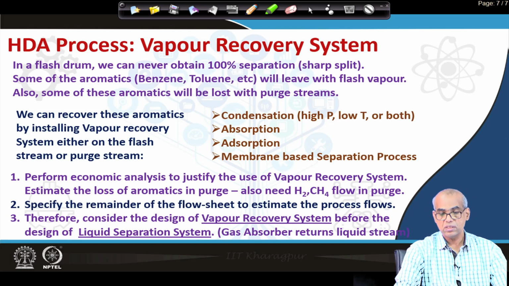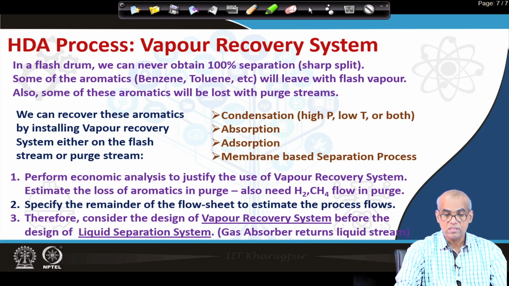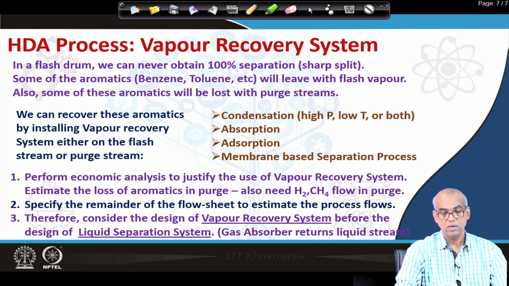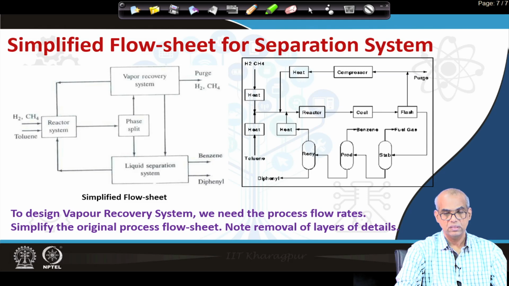For example, consider we have chosen absorption as the vapor recovery system. Now, the absorption column will give out a liquid stream which has to go to the liquid separation system. So, we must design the vapor recovery system first before we do the design of the liquid separation system. So, that is another decision we just made. To design the vapor recovery system, we need the process flow rates.